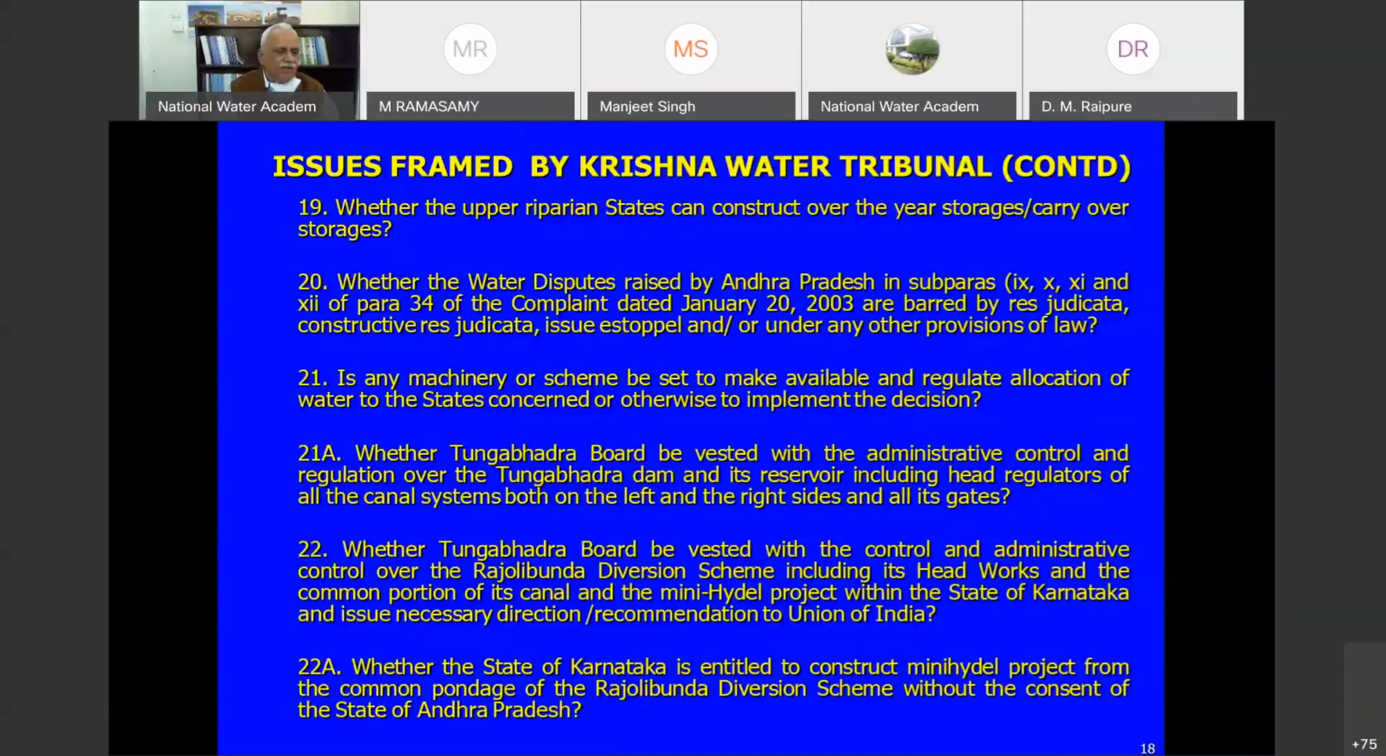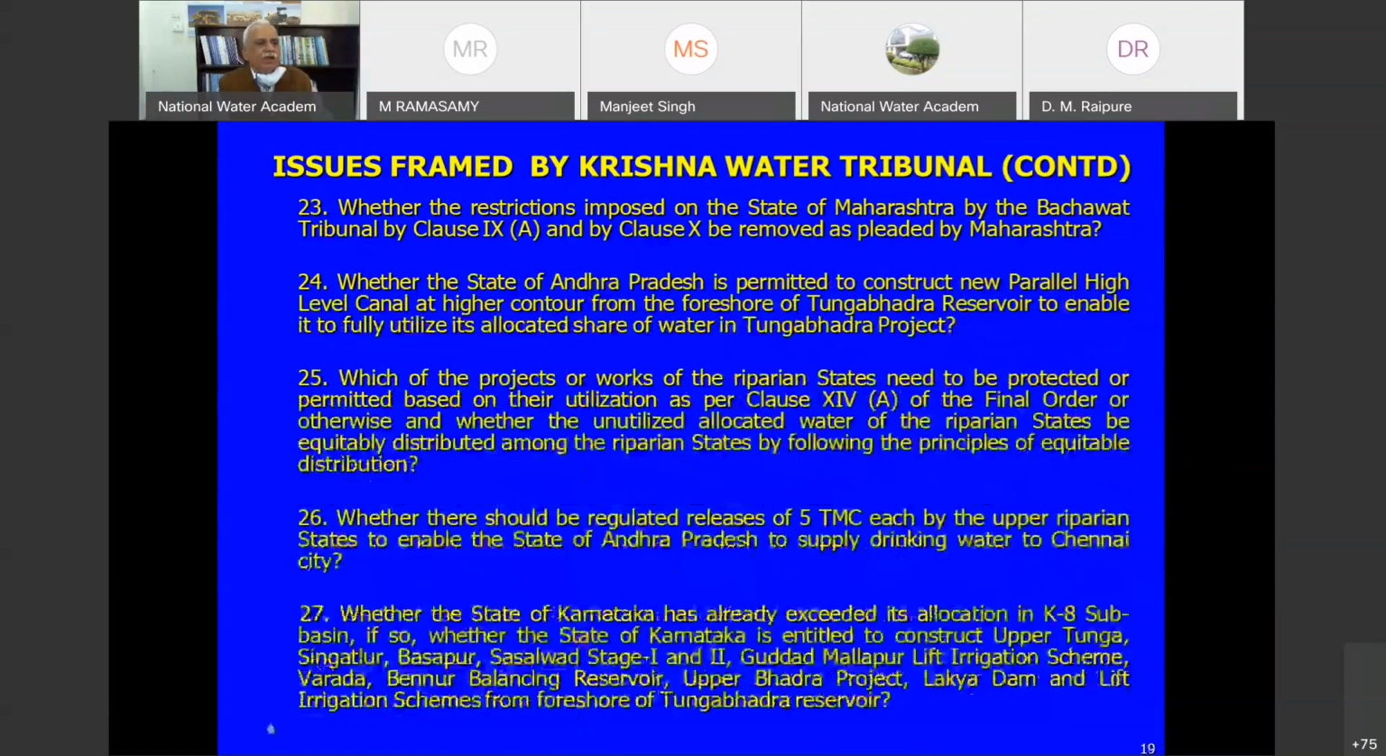Issue number 22A, whether the state of Karnataka is entitled to construct a mini hydel project from the common pondage of the diversion scheme without the consent of the state of Andhra Pradesh. Issue number 23, whether the restrictions imposed on the state of Maharashtra by the Bachawat Tribunal by clause 9A and by clause 10 be removed as pleaded. Issue number 24, whether the state of Andhra Pradesh is permitted to construct a new parallel high-level canal at a higher contour from the foreshore of Tungabhadra reservoir to enable it to fully utilize its allocated share of water in Tungabhadra project.